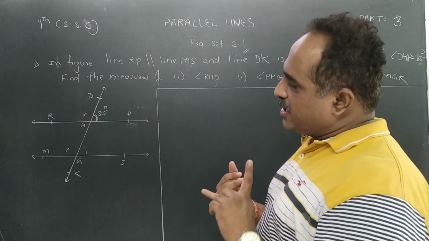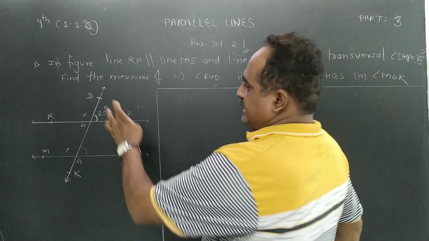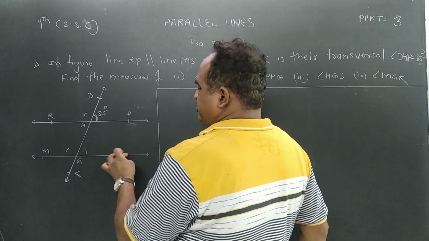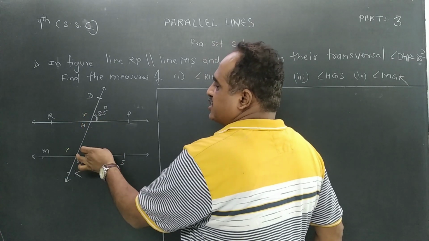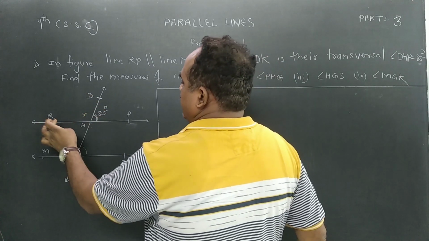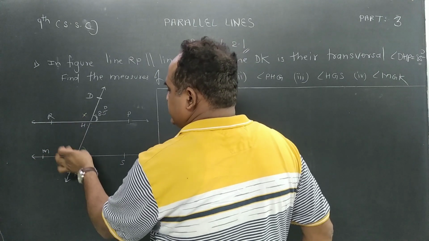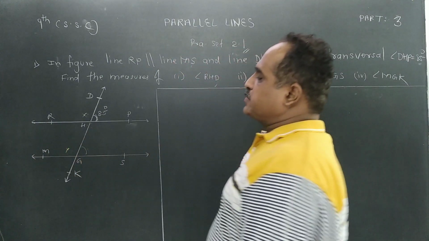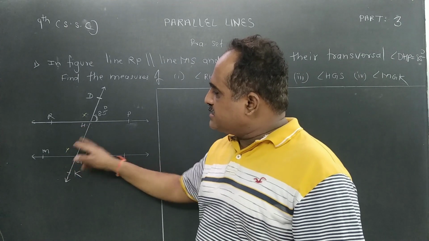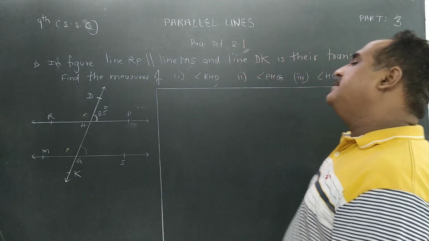In that we have studied corresponding angles. In this case, DHP and HGS. This angle and this angle are called corresponding angles. DHR and HGM, these two will be called corresponding angles. Again, these two will be called corresponding angles.